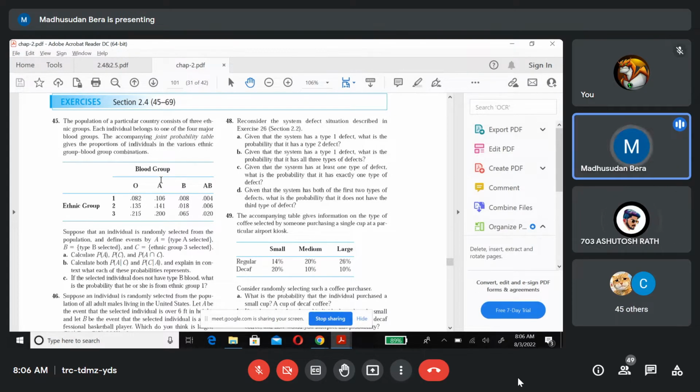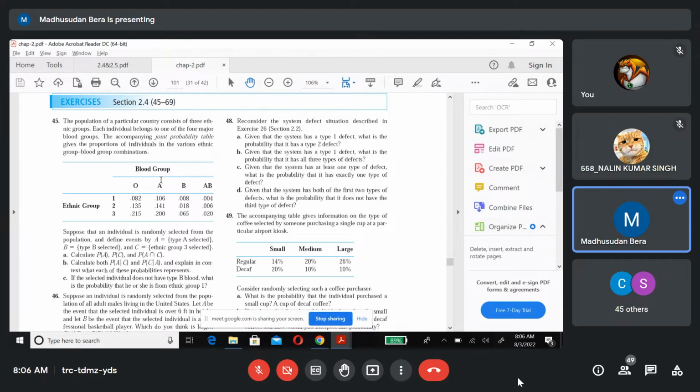Meaning of the table is clear? Hello? Meaning of the table is clear?